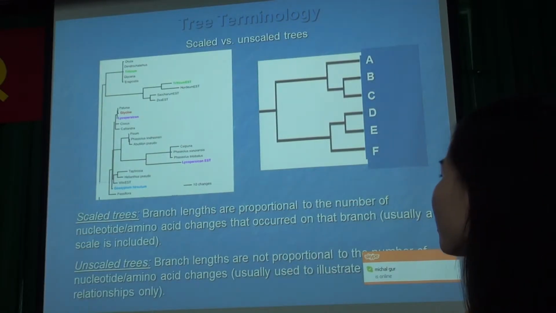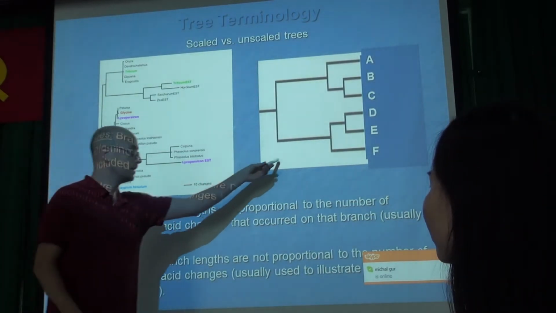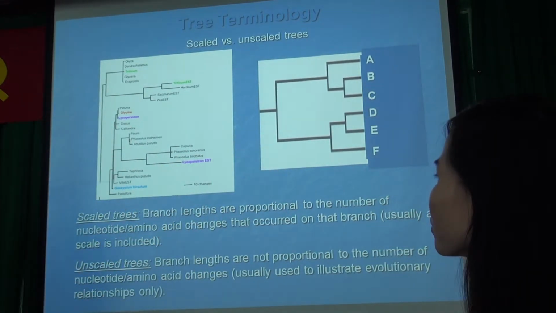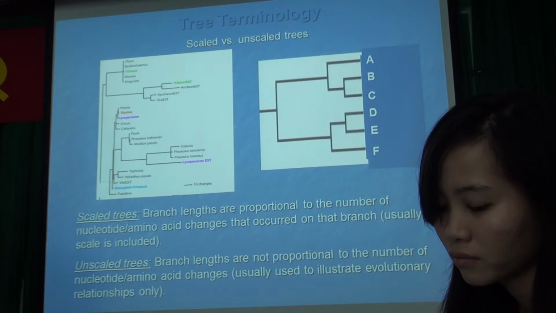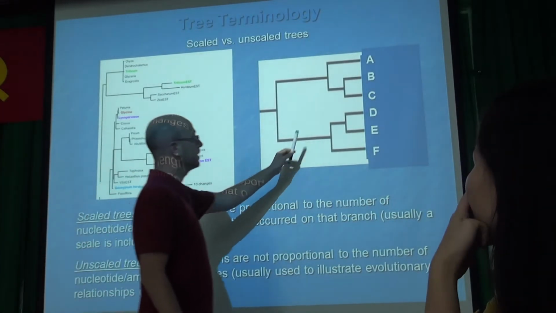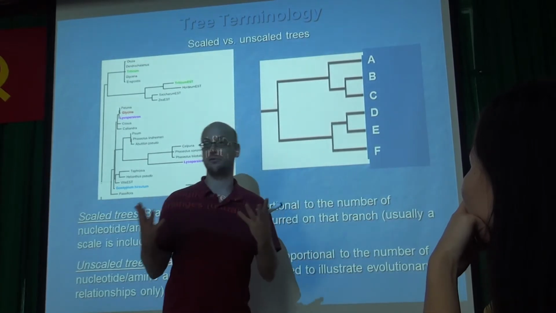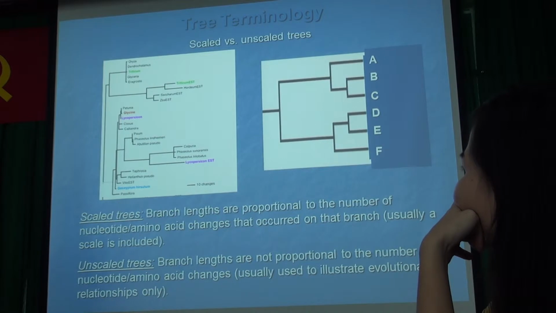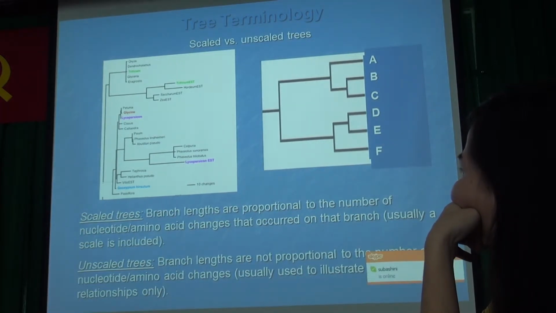So, in this type of tree, the unscaled tree, the length of the branch doesn't matter. All we have here is the topology, the shape of the tree, but the length of the branches do not correspond to the amount of similarity between the sequences.